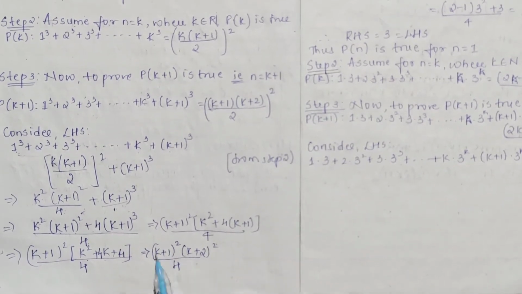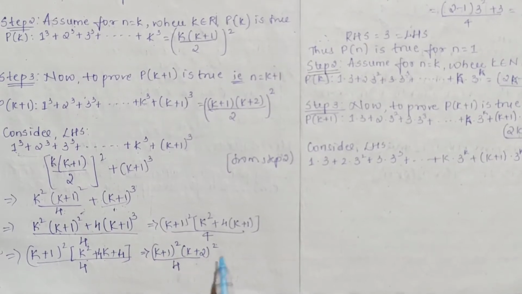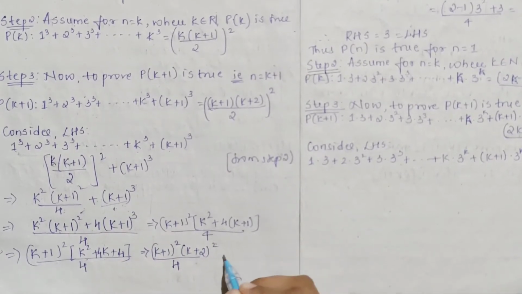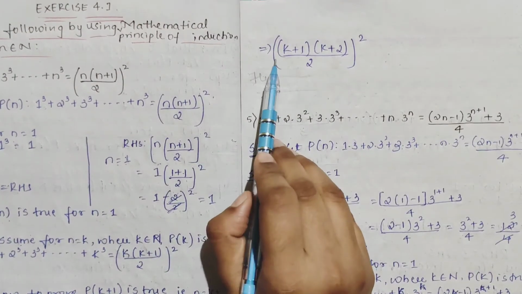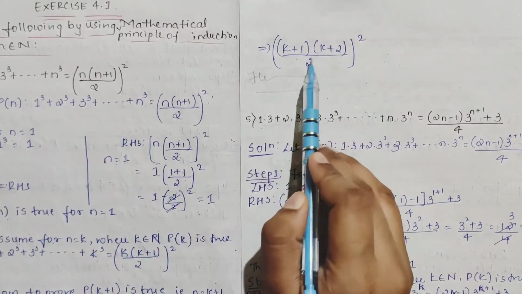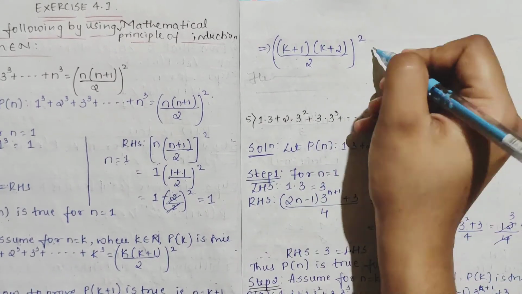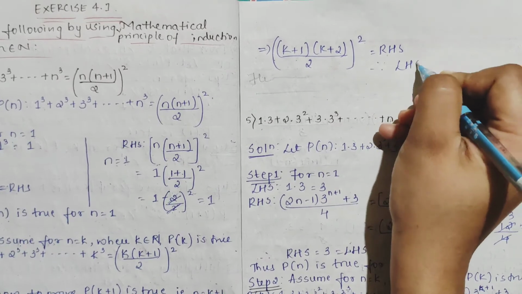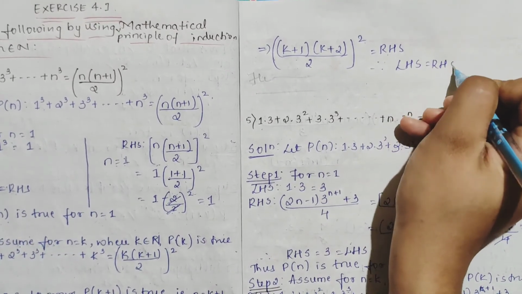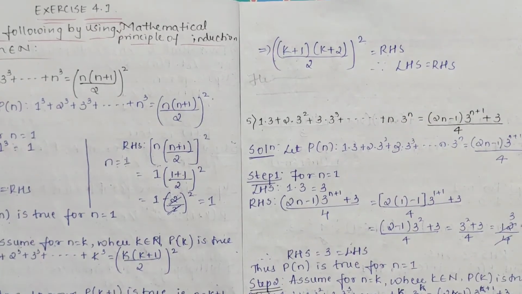Right? Here you have (k plus 1) square, (k plus 2) whole square, and 2. So everything is of squaring. Even 4 I can take as 2 square, right? So at the end I can write like this: (k plus 1) into (k plus 2) divided by 2, the whole square, which is equal to your RHS. Therefore your LHS is equal to RHS, and at last you have to write this sentence.